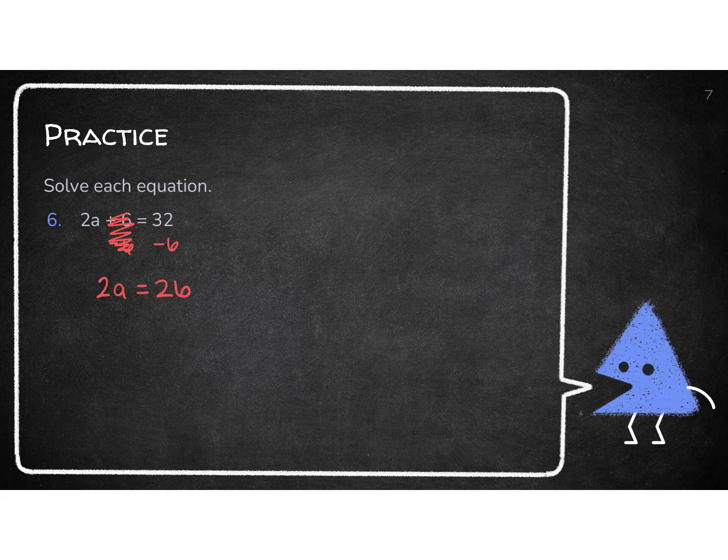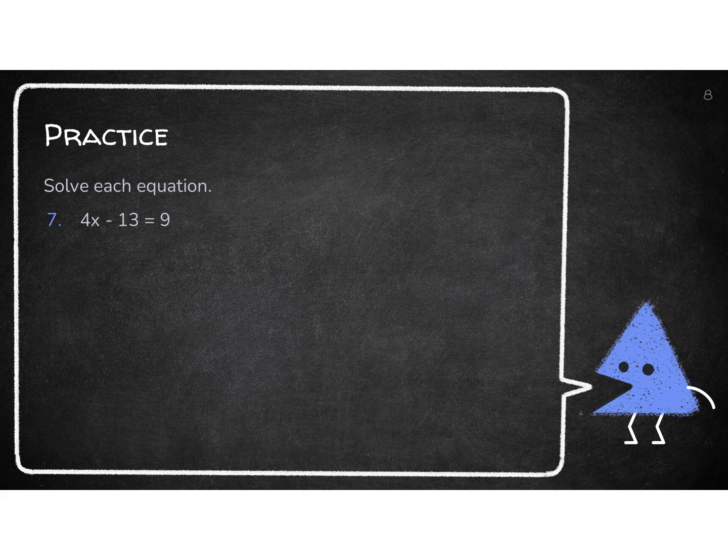26. Now, I'm going to ask myself, is the variable alone? It's not. I have to get rid of that multiplying by 2. So to get rid of multiplying by 2, we divide both sides by 2. 2 divided by 2 gives me 1, or just a. And 26 divided by 2 gives me 13. The variable is alone, so I am done.